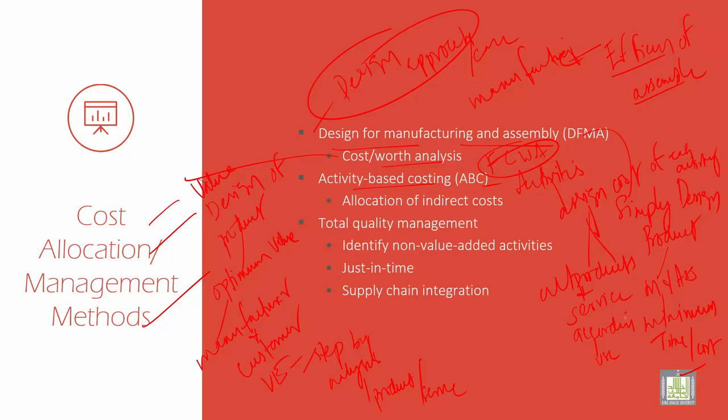Then, for example, this has allocation of indirect costs. What is allocation? Allocation usually occurs with indirect costs, like the cost of a subject. Example, indirect costs like rent, office supplies, and utilities. So these are the indirect costs.